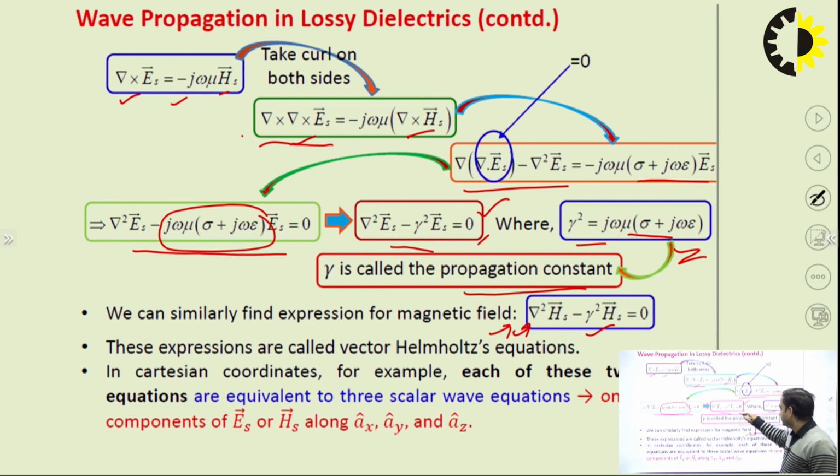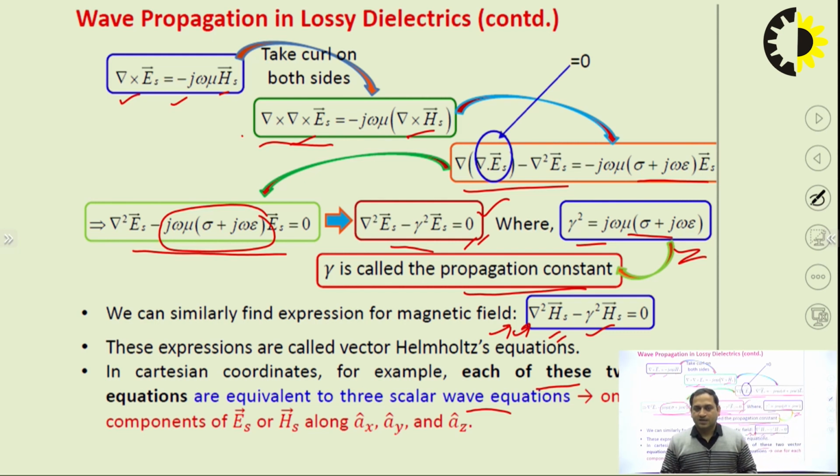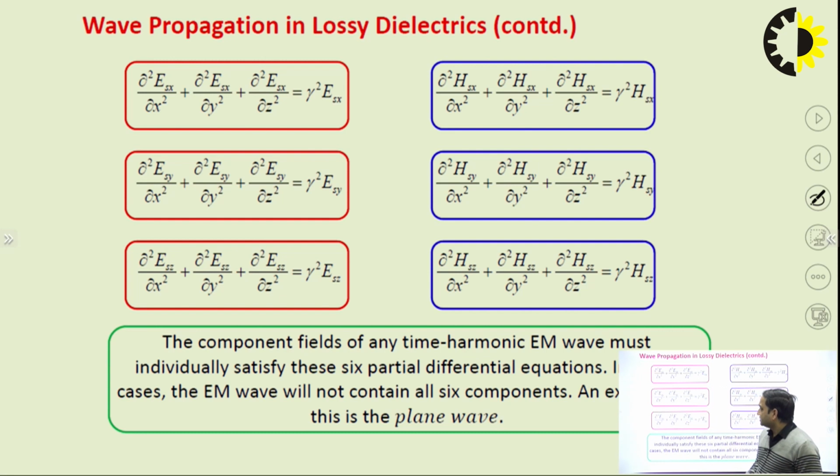Okay. So, you can see that these two equations are similar in nature, but the content which is changed is the E and H. So, this E and H are responsible for the wave propagation. Okay. So, in Cartesian coordinates, for example, each of these two vector equations is equivalent to 3 scalar wave equations, one for each component of Es or Hs along the ax, ay and az. In this way we can find the wave equations in terms of E or in terms of H.